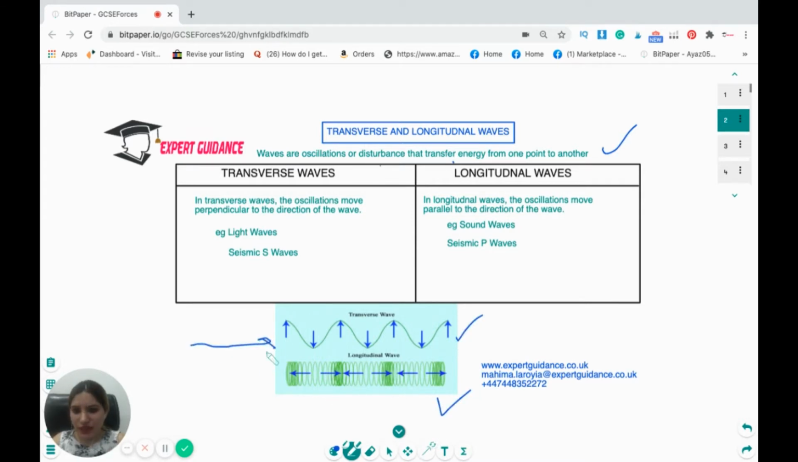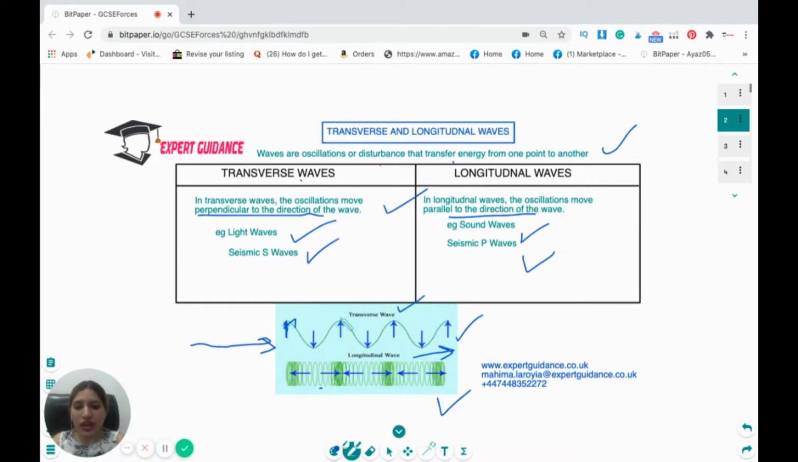So look at this figure here. Here you can see the transverse wave. If the wave is moving in this direction, the particles are moving up and down. That is, they are moving perpendicular to the direction of the waves. So in the transverse wave, the oscillations or the disturbances move perpendicular to the direction of the waves. Whereas if you see the longitudinal waves, there the particles or the oscillations are moving parallel to the direction of waves. So examples of the transverse wave are light waves and the seismic S wave. And for the longitudinal wave, it is sound waves and the seismic P waves.